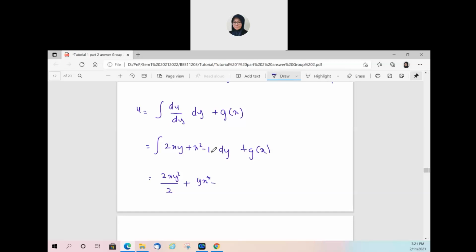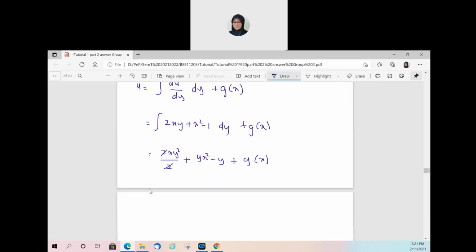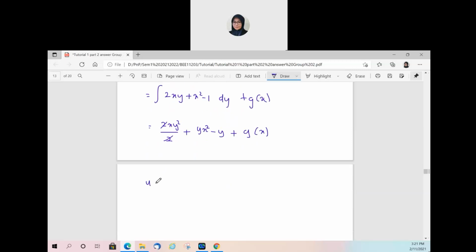Minus with 1. You integrate 1, you get y. Okay, plus with g(x). So these two cancel. Then your u equals xy square minus y, x square minus y plus g(x).